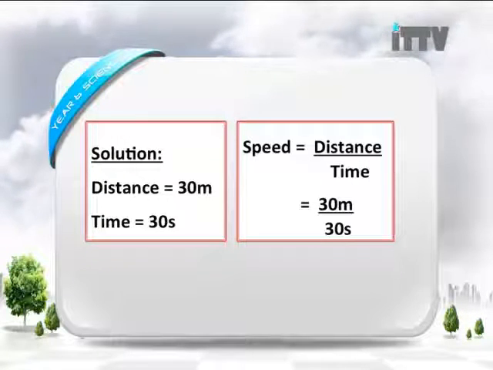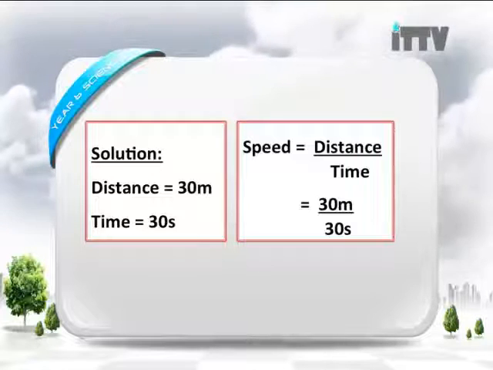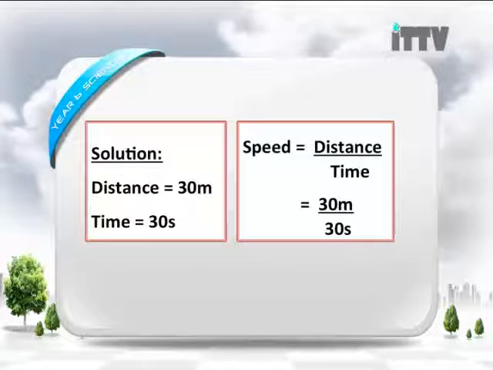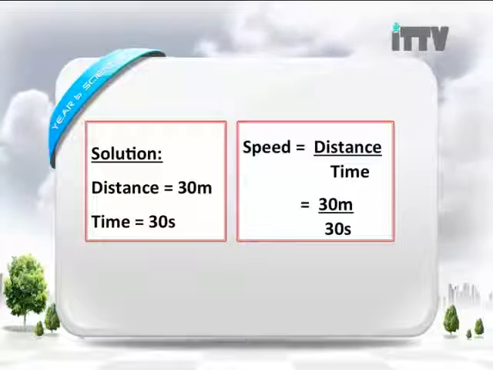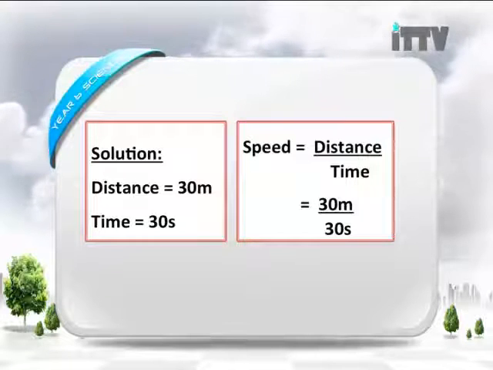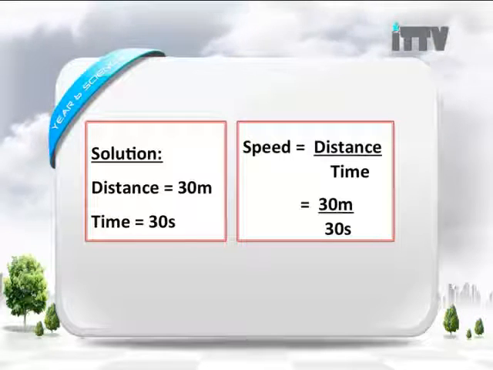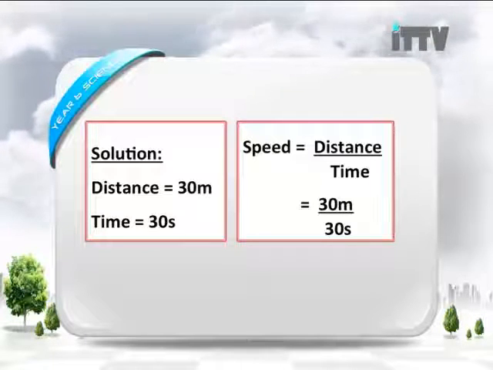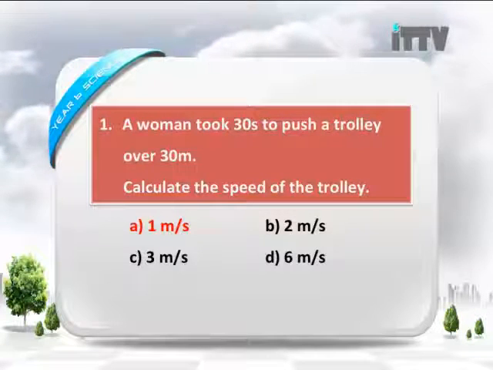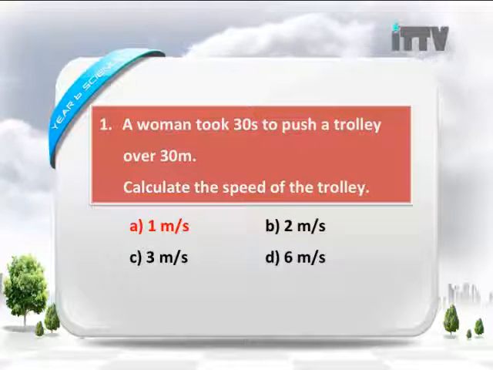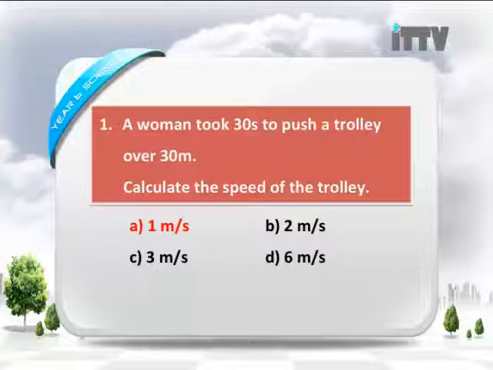The distance is 30 meters and the given time is 30 seconds. So in order to calculate speed, speed equals distance over time. The distance, 30 meters, divided by 30 seconds. So the answer is A, 1 meter per second. We'll move on to question number 2.